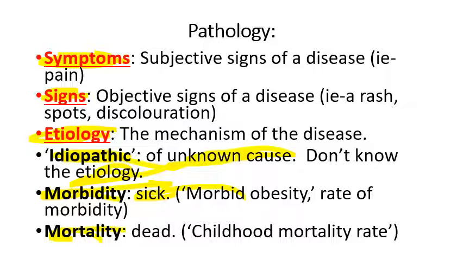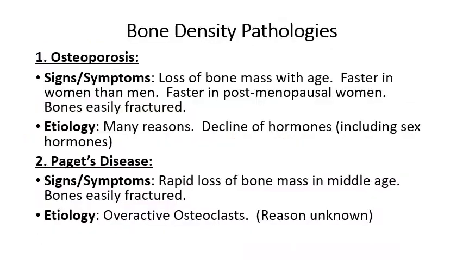And so now we know what symptoms are, what signs are. We know what the etiology of a disease is. If we don't know the etiology, we say it's an idiopathic disease, and then we know the difference between the morbidity and the mortality rate for a particular disease. Okay, so remember those terms. They'll come in handy as we talk about these diseases and illnesses and physical problems later on.